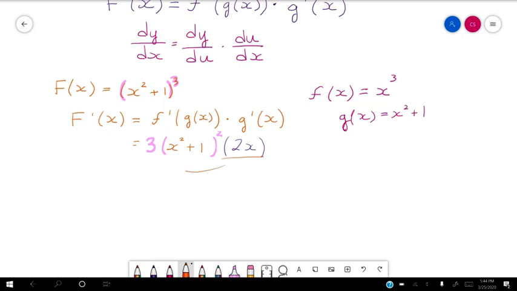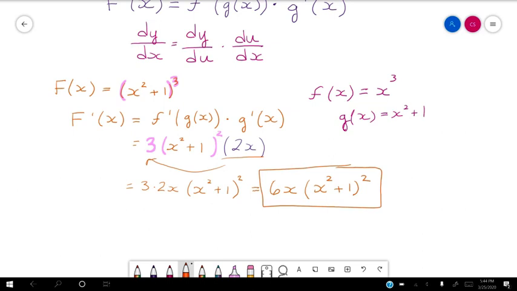Let's clean this up a little bit. We can put this in front. So we're looking at 3 times 2x. I'll write it out, you can definitely skip this step. We're looking at 3 times 2 is 6, so 6x times x squared plus 1 squared. And then that's the derivative, f prime of x. So there you go. That's one way of doing that derivative.